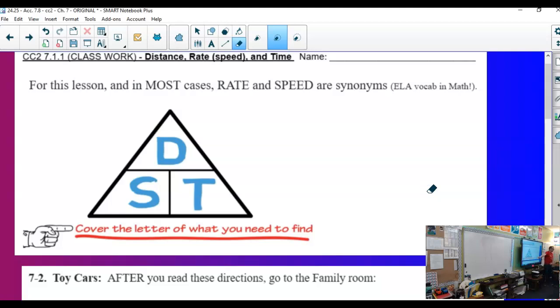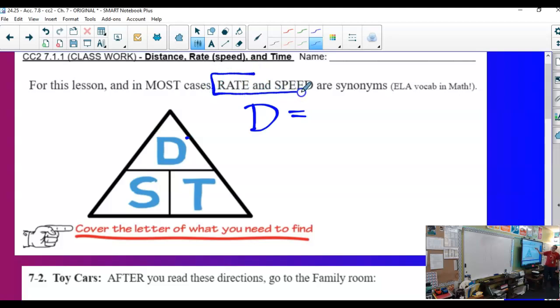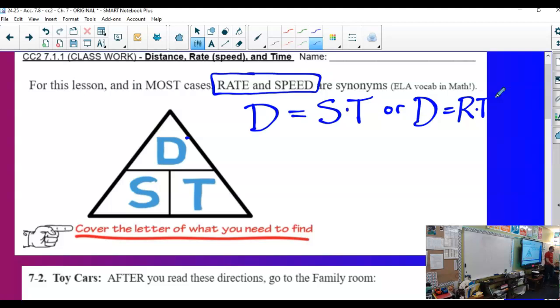Read what this says. Cover the letter of what you need. Okay, out loud, I guess. Cover the letter of what you need. So if we cover D, what do we now still have? S and T. Or is it a fraction or are they beside each other? And actually speed and rate are the same thing. So D, you could either say is S times T, or you could say D is R times T if we're talking rates. Speed and rate are basically the same thing.